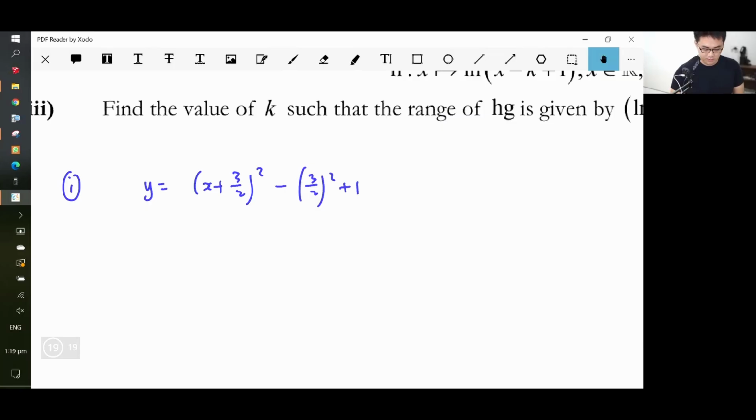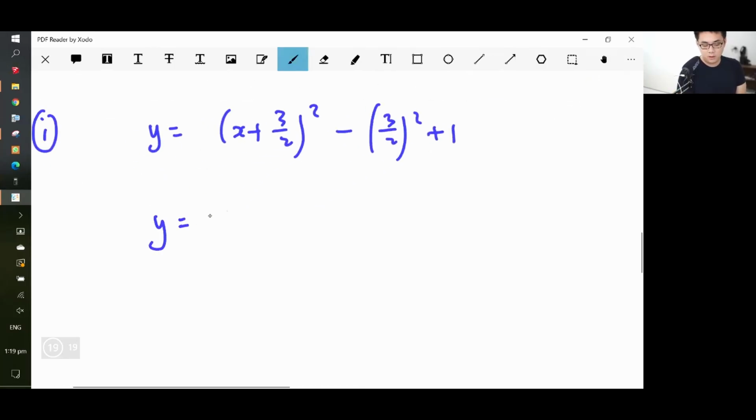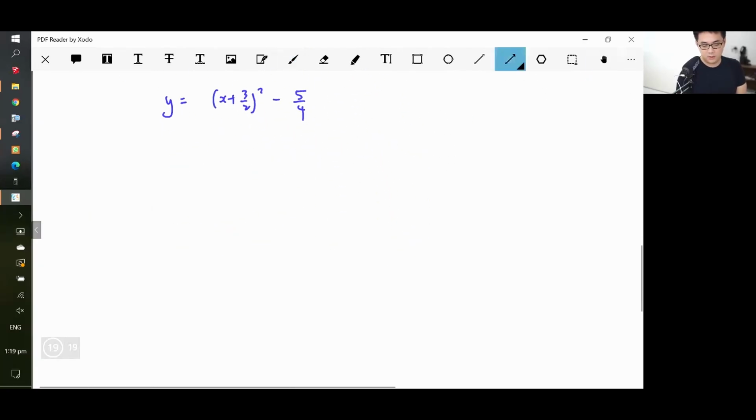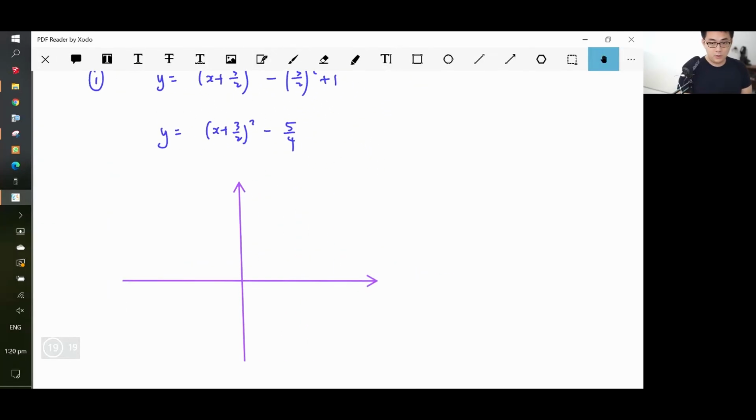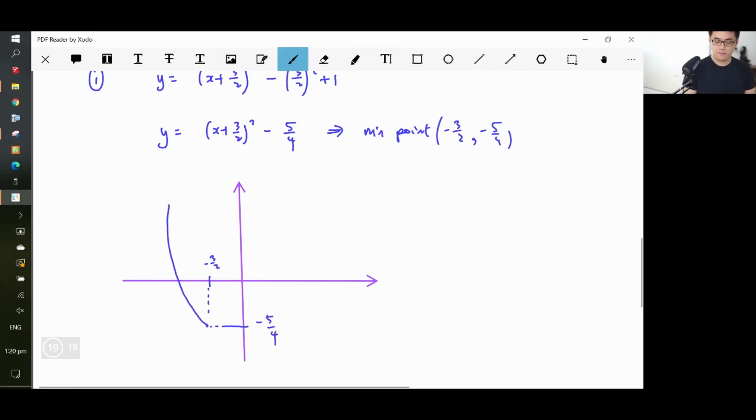Then you just, yeah. f(x) is x plus 3 over 2 squared, minus 5 over 4. Then what you do is actually just draw. 3 over 2 less than negative 3 over 2. So this would be the minimum point, negative 3 over 2, negative 5 over 4. So negative 3 over 2 is here. Negative 5 over 4 is here. Bring it up. Great.